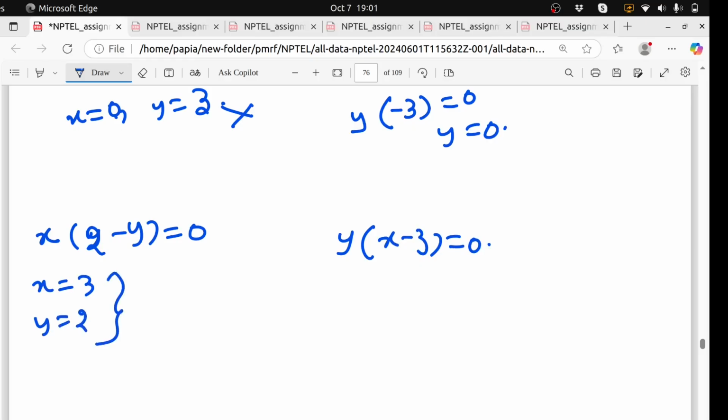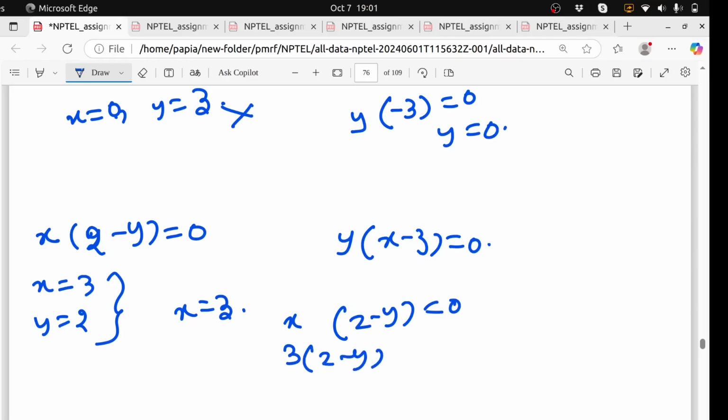Is it satisfying or not? If I am talking x equals to 3, then x into 2 minus y equals to 0, so 3 into 2 minus y equals to 0. So y should be 2. Yes, y is 2. Fine.